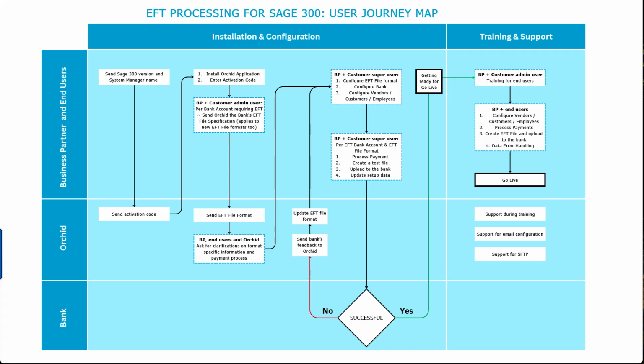The scenario is a customer who has just purchased EFT processing and starts the implementation. It would be very similar for a user implementing EFT in a new company or working with a different bank. Here, we are focusing on the implementation steps where Orchid is involved with a partner and the end user. As the process is similar for vendors, customers, and employees, we'll generally refer to vendors in the examples to keep things simple.